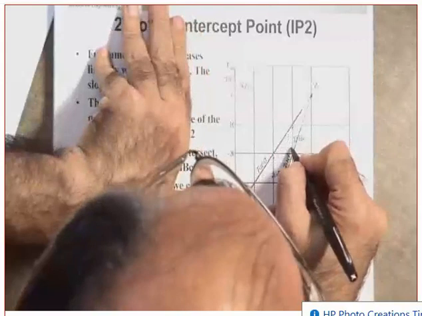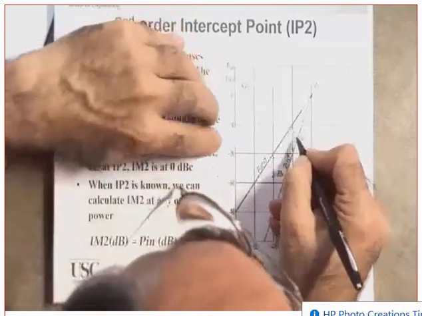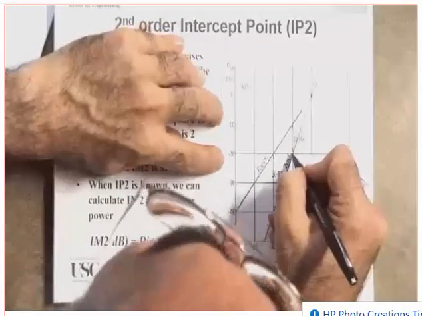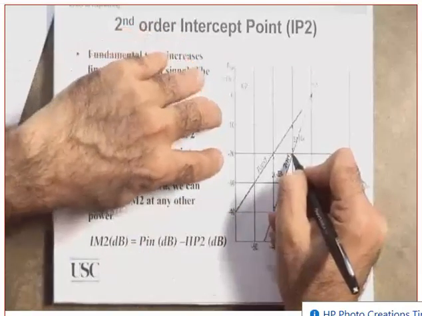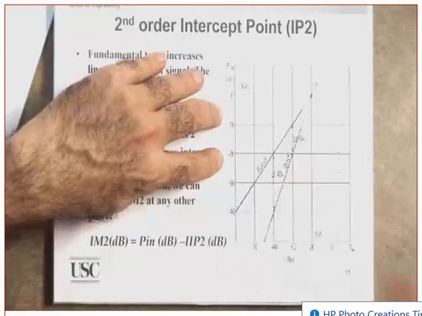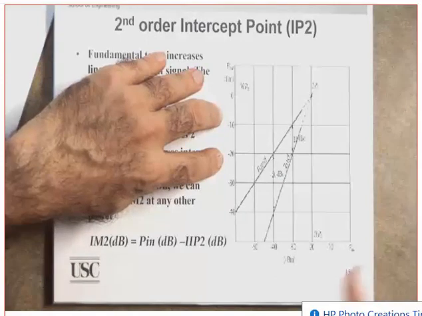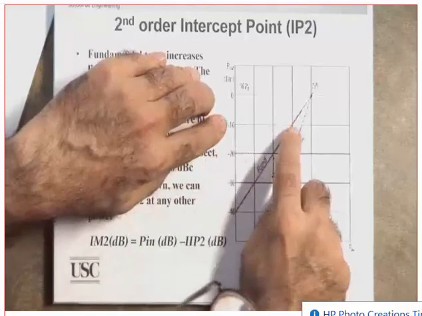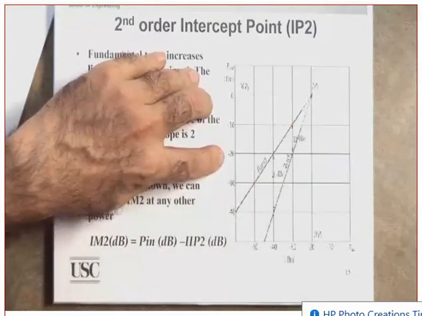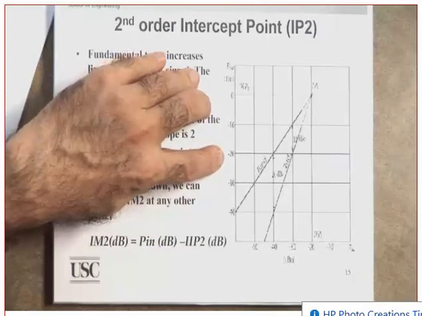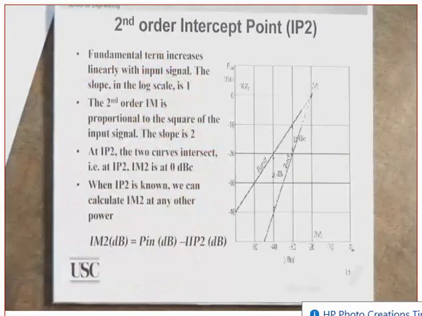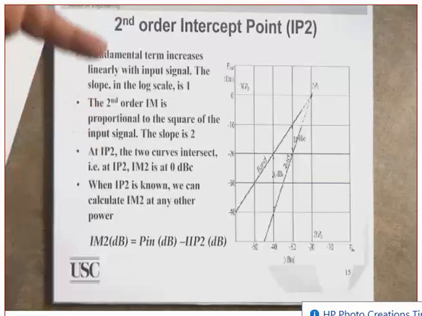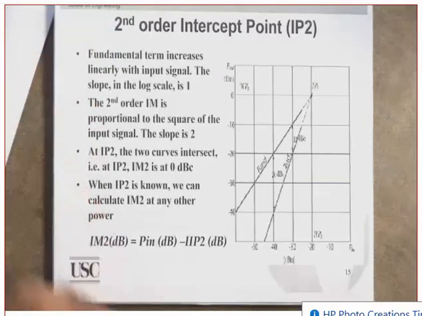IM2 is this one. Are you following on that? Which is what? Minus 10 minus 20. Yes or no? Which means what? When you say the IM2 is 10 dB, it means what? 10 dB below. Did you get this or not? If you subtract minus 10 minus 20, you get 10. So we say IM2 is 10 dB, but keep in mind this 10 dB means what? Below. Are you following on that? 10 dB below the fundamental.